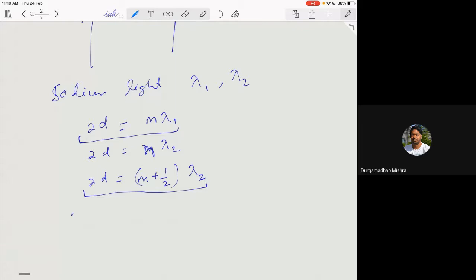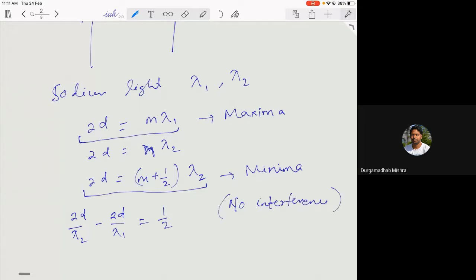If you subtract these two, you have 2d by lambda 2 minus 2d by lambda 1 equal to half. This corresponds to a maxima, and this corresponds to a minima. So what would happen? The minima of one wavelength's interference fringe will fall on the maxima of the other. So you will have no interference fringes observed, or the contrast will be very poor, because one maxima is falling on another minima.